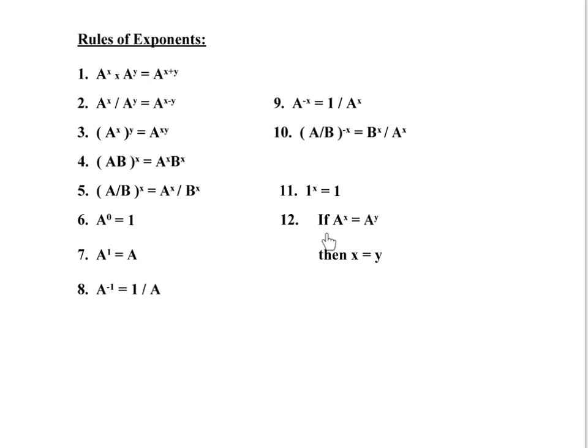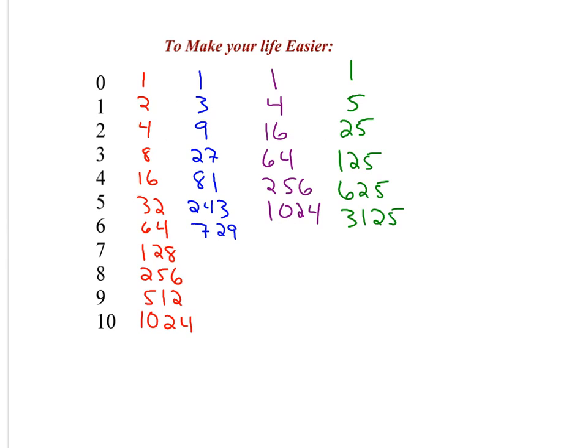We also know that 1 to any power is always 1, and our exponential property of equality says if a to the x is equal to a to the y, then x is equal to y. These are all things that you know from Algebra 1 and a little bit in Algebra 2. All right, moving along. I want you to just put these down into your notes.